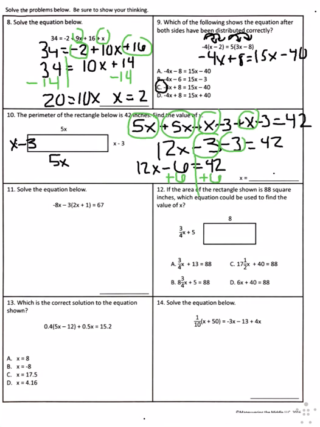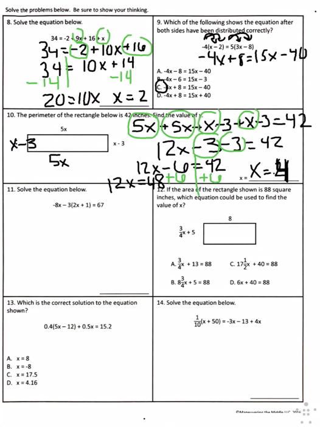We're going to add 6 to both sides. 42 plus 6 is 48. And my last step is to divide. 48 divided by 12 is going to give me 4. X equals 4.